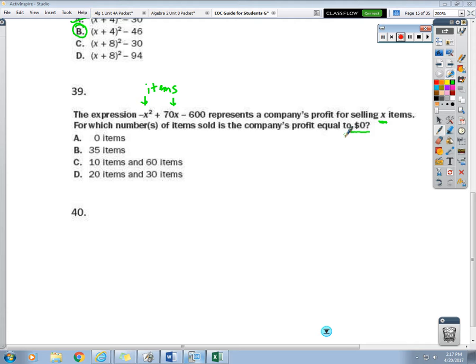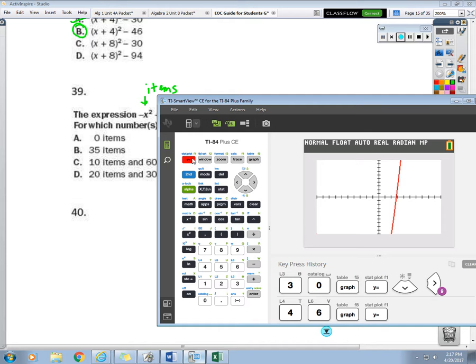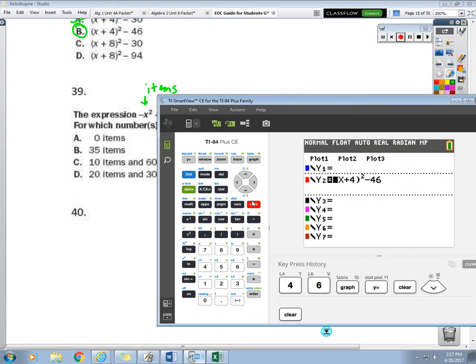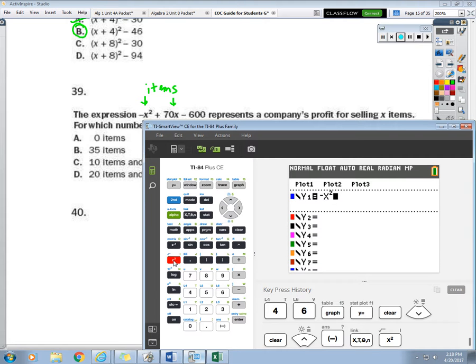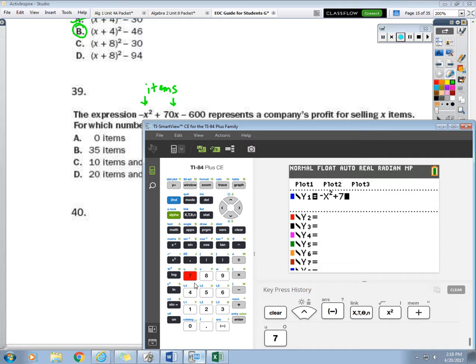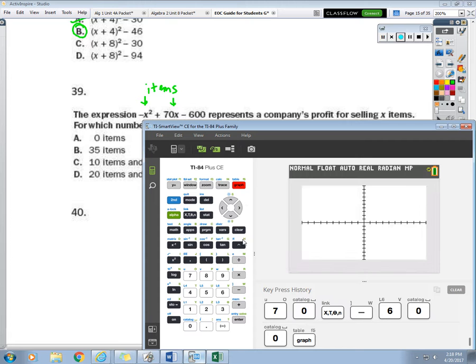Or there's an alternative. You could graph it. If you go to the graph, y equals, clear out what's in there from the last question, and now type in negative x squared plus 70x minus 600. Okay, do you see the graph appear on there? I do. Yeah.